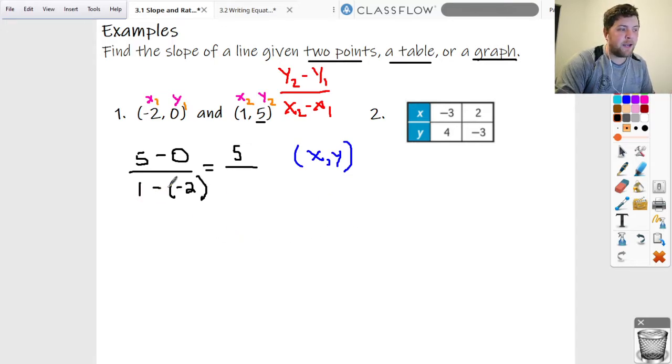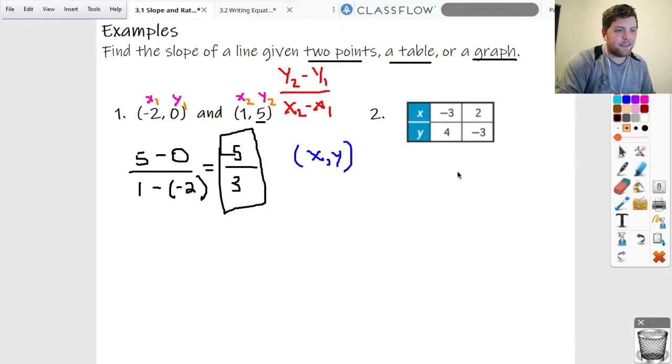Anytime you're minus a negative, right? It's kind of like the distributive property where we have to distribute this negative to what's on the inside, right? And a negative times a negative gives you a positive. So it's really 1 plus 2, which would give me 3. And that would be my slope for this line.